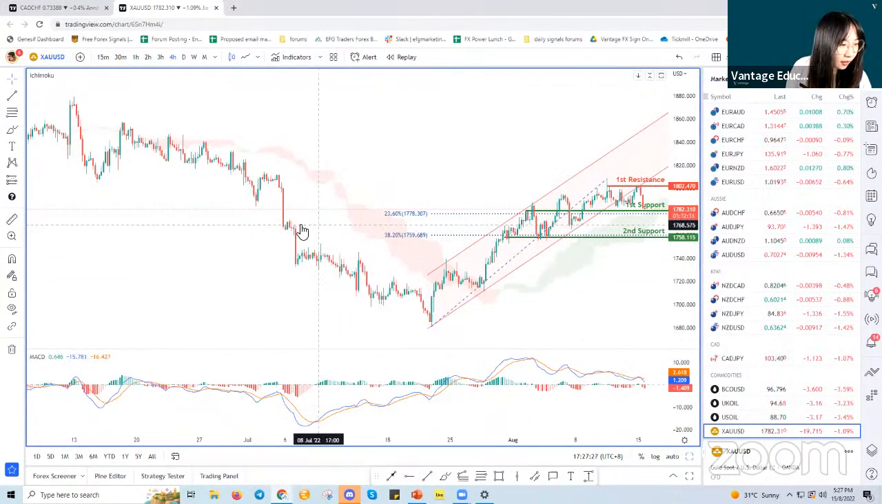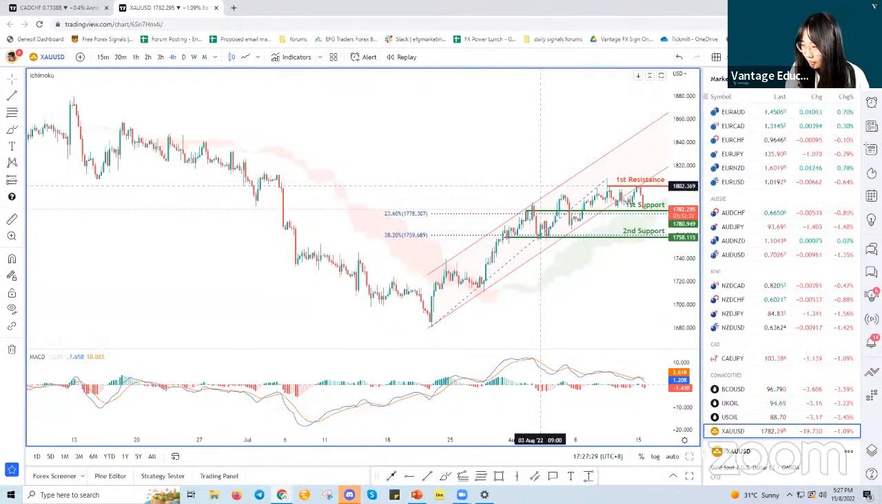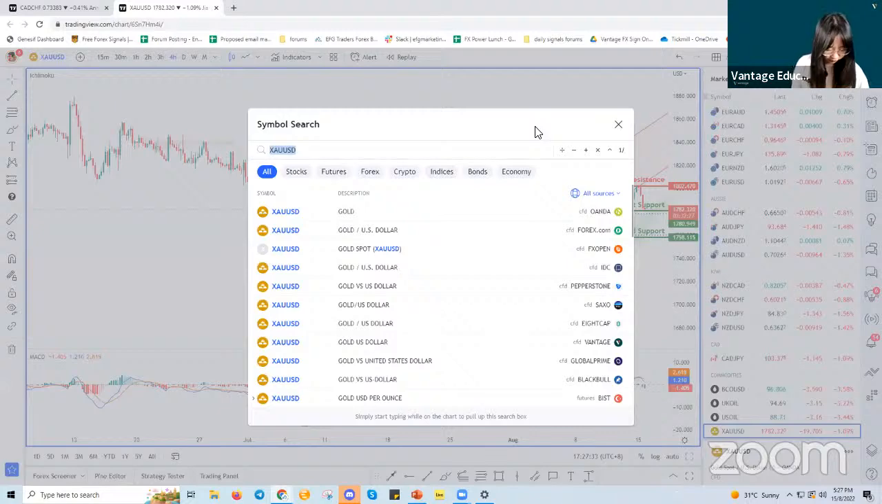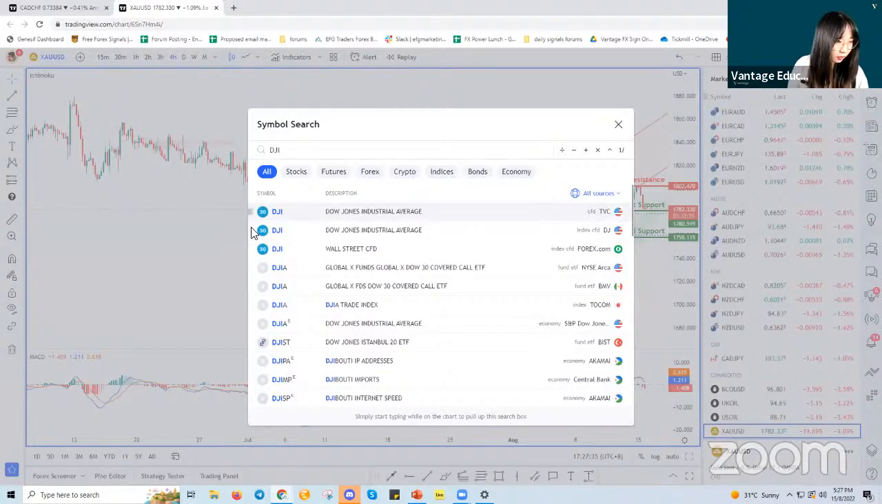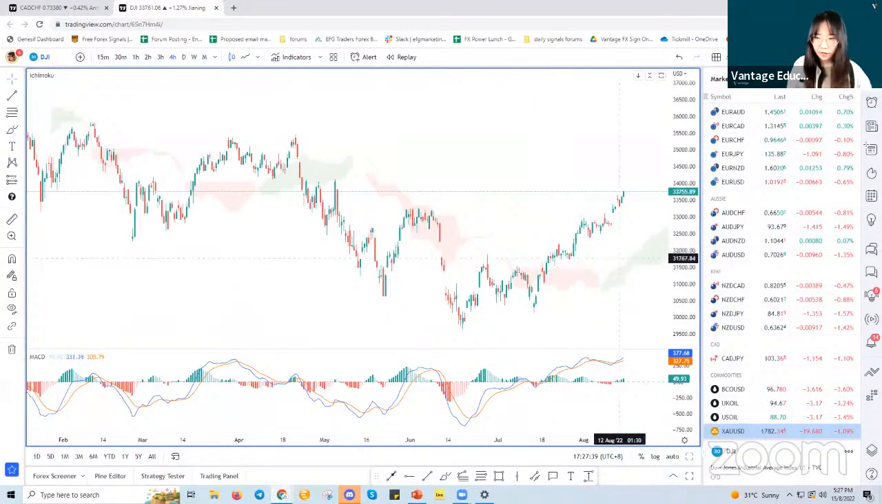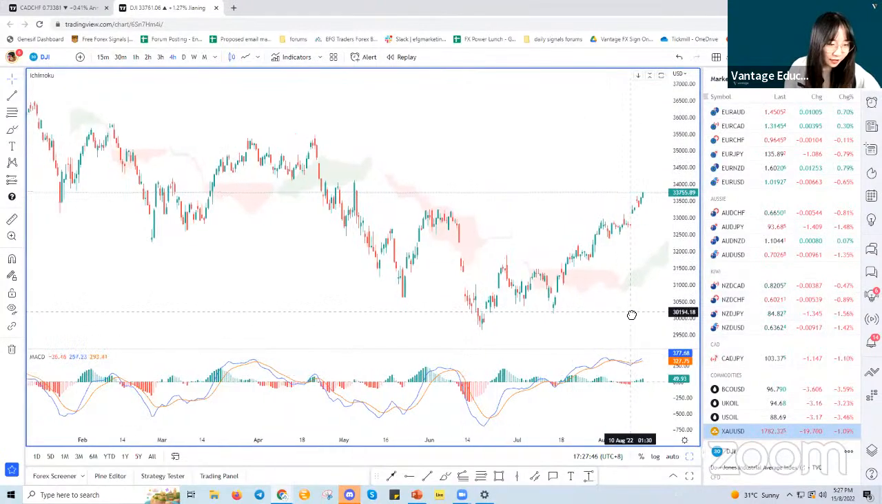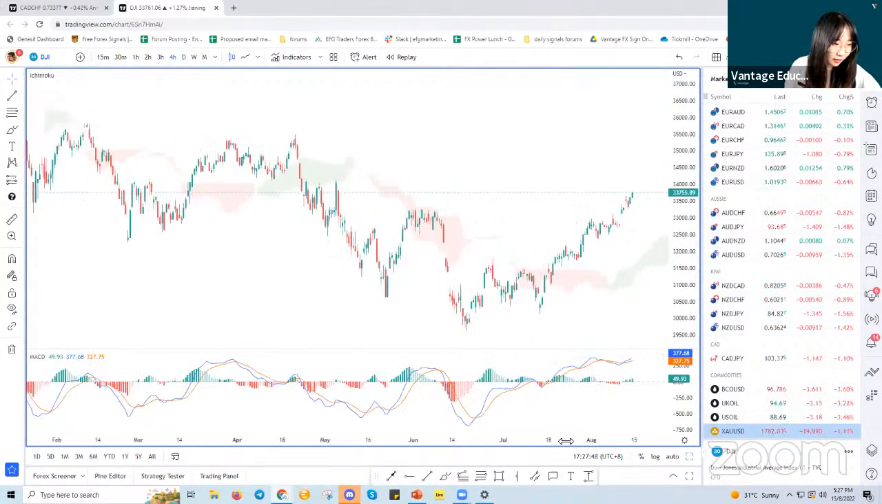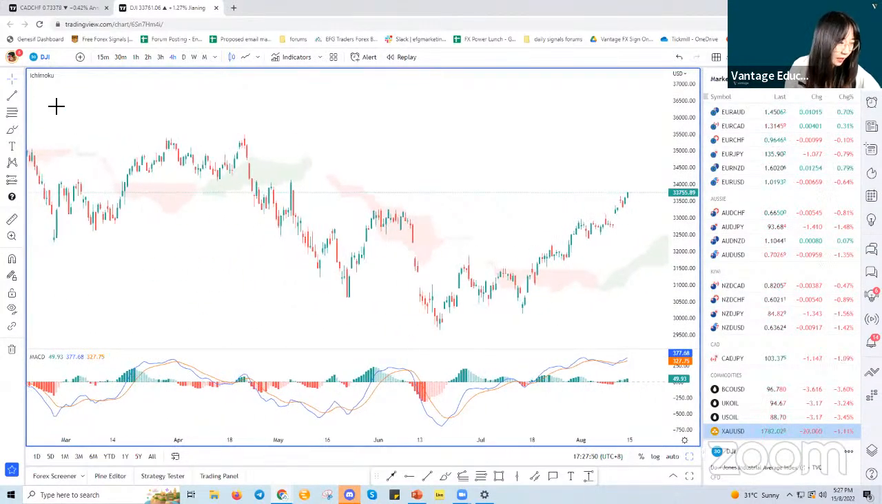Okay. So the next pair is DGI. Okay, I think for the DGI, there is a very clear market trend. Okay, as you can see here, the market trend is quite clear.